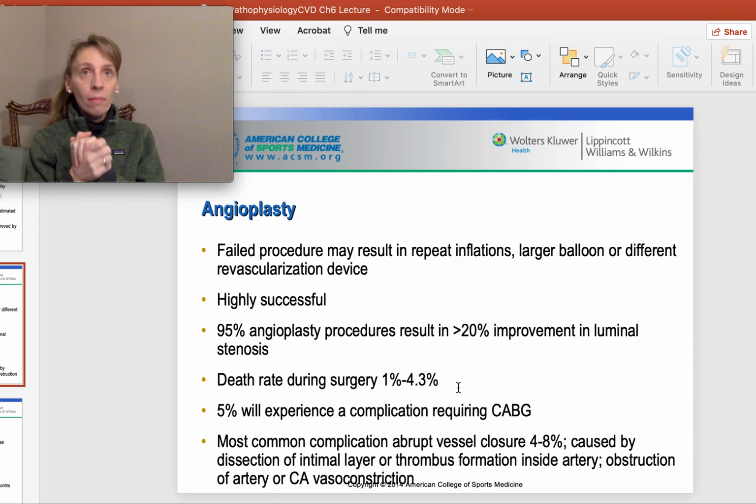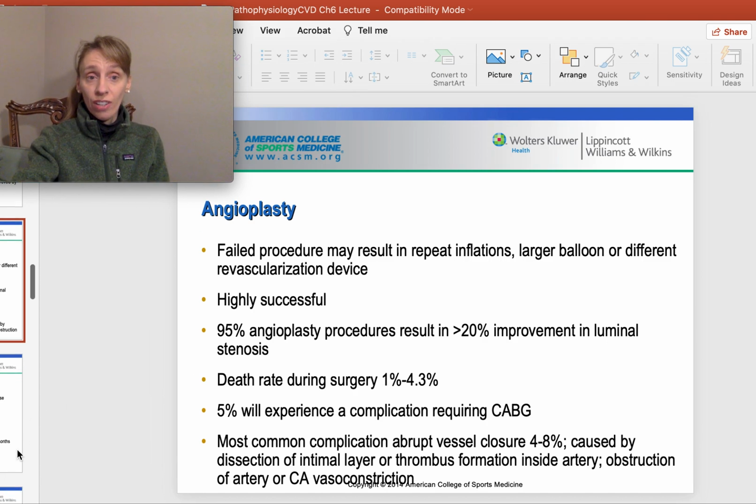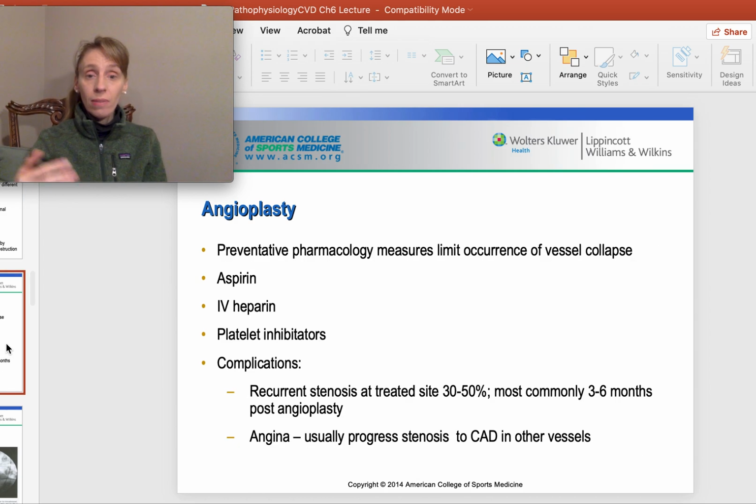The most common complication is what they call abrupt closure, and it's when the intimal layer dissects, right? A thrombus is formed, and it just ends up abruptly causing vasoconstriction. So that's what we call the dissection of the artery. If there's going to be a complication, it would be that.